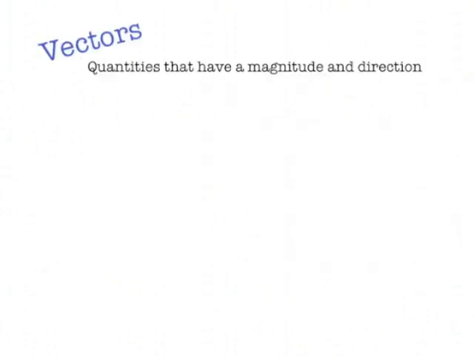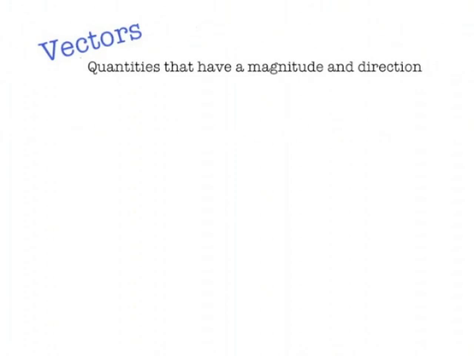Vectors are really simple concepts. They are a type of quantity that has a magnitude and a direction. So a force, for example, or velocity, those are all vector quantities. That's opposed to scalar quantities, which only have a magnitude and no direction, like mass or speed. Those things are all scalars.